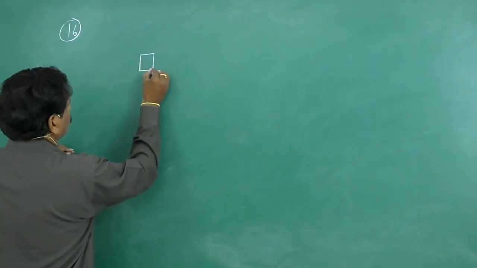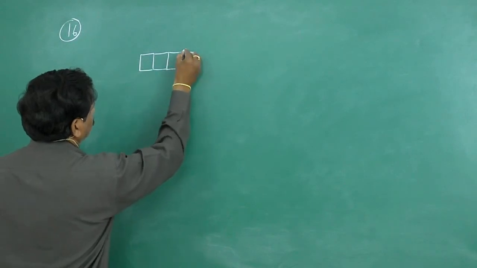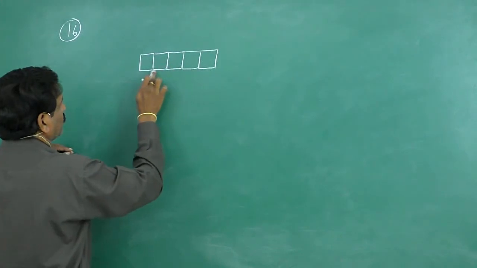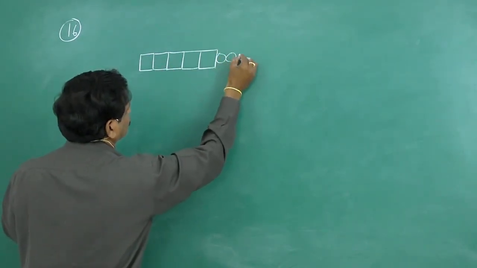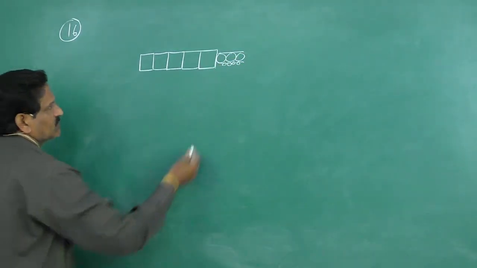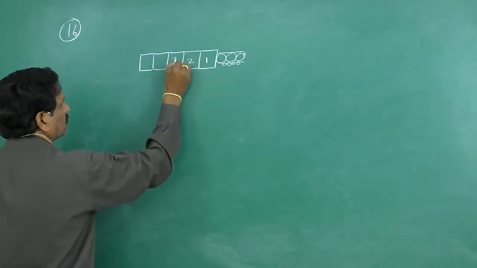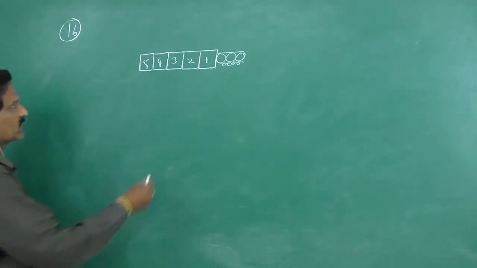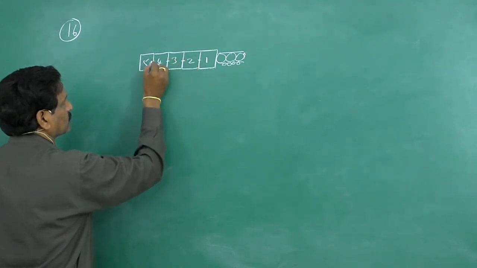So this is a train with wagons. There are 5 wagons, 1, 2, 3, 4, 5, and this is the engine, like this. This is the engine. This is the first wagon, second wagon, third, 4, 5. Generally these wagons are connected by some small rod like this.